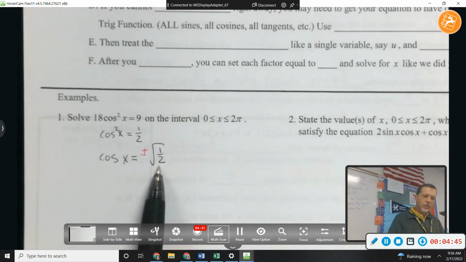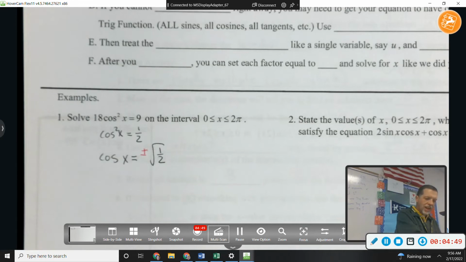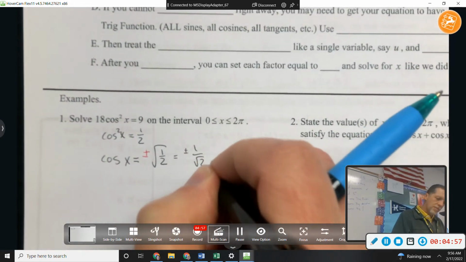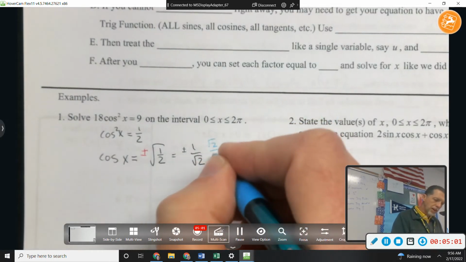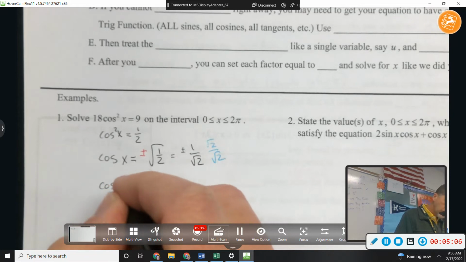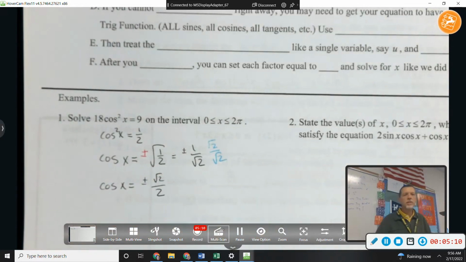That doesn't look like a unit circle value, though. What can I do to fix that? It helps to see it like that, maybe. Yeah, multiply top and bottom by square root of 2. So cosine of x equals plus or minus square root 2 over 2.